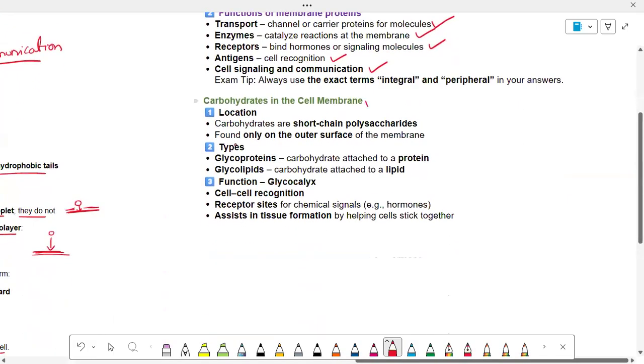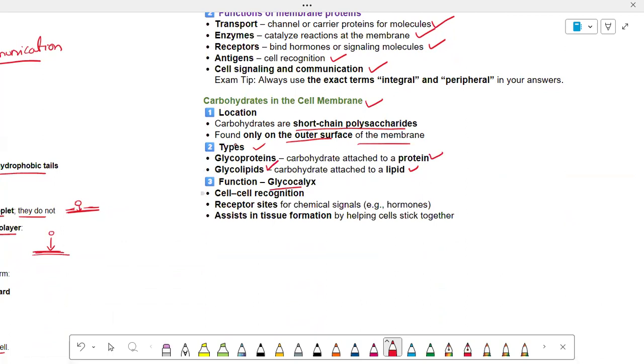Another one is carbohydrate. Carbohydrates in the cell membrane are short chain polysaccharides found only on the outer surface of the membrane. There are different types. Carbohydrates are present in the form of glycoproteins and glycolipids. Carbohydrates that are attached to protein are called glycoproteins, and carbohydrates that are attached to lipid are called glycolipids.